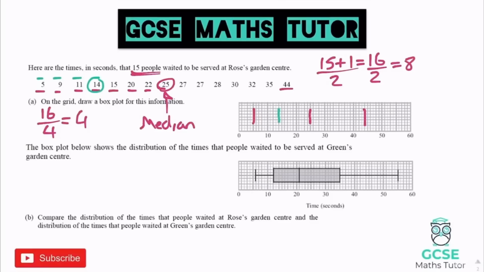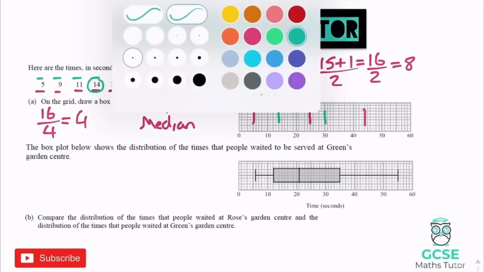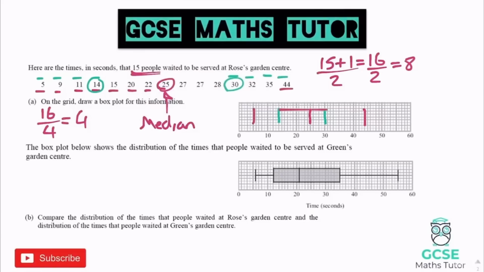That's there. And we can go 4 from the other end to get our upper quartile. So 1, 2, 3, 4. There we go, so 30. Let's plot that on 30. There we go, and then let's join that up as a box plot. There we are, so joining that up and finishing it off with those last little bits there. Right, okay, there we go.